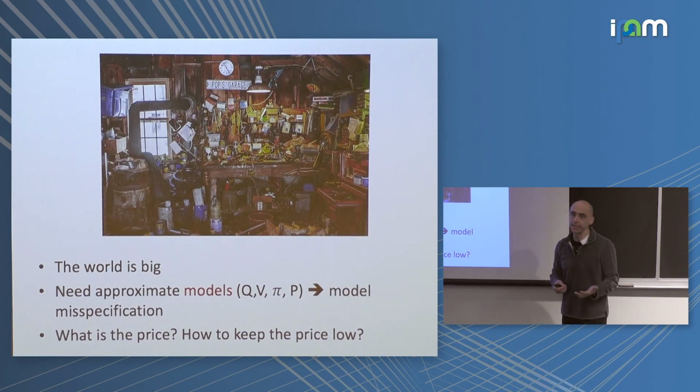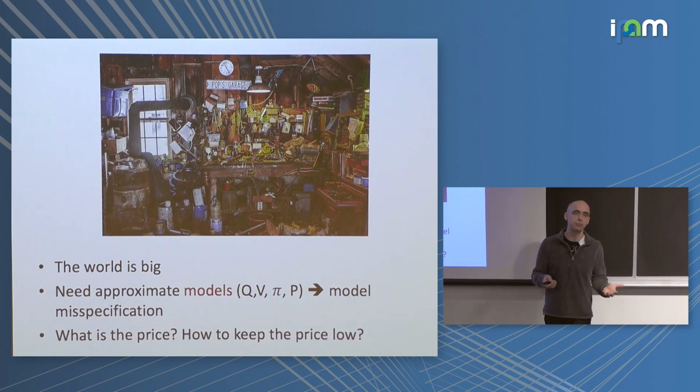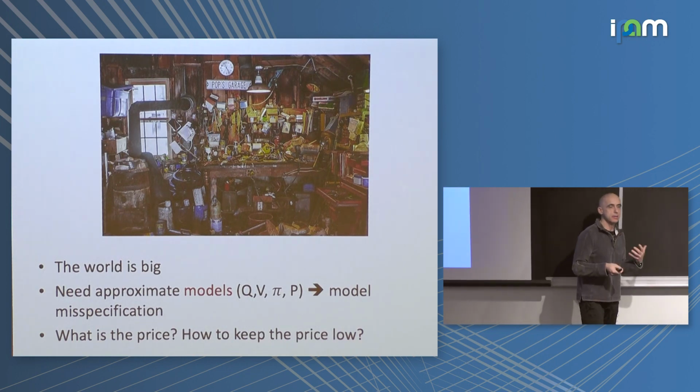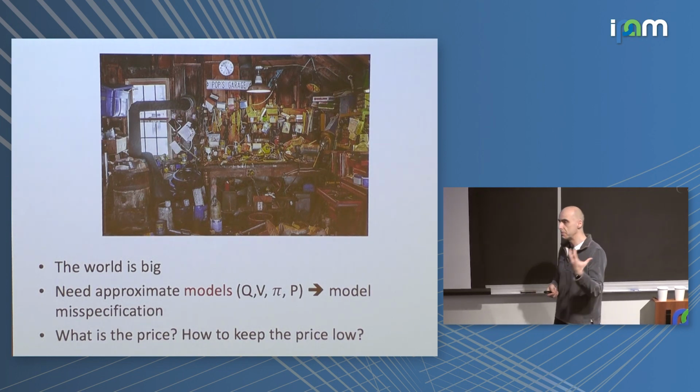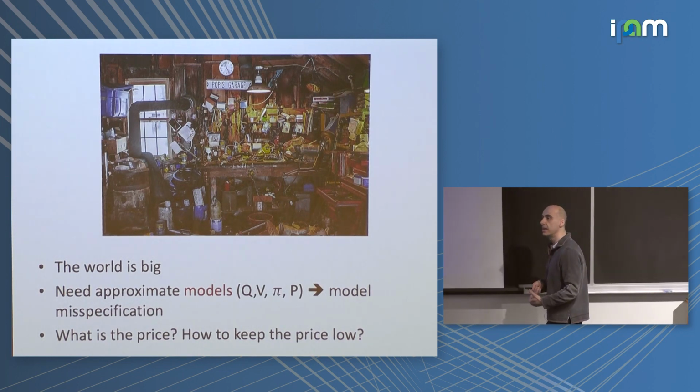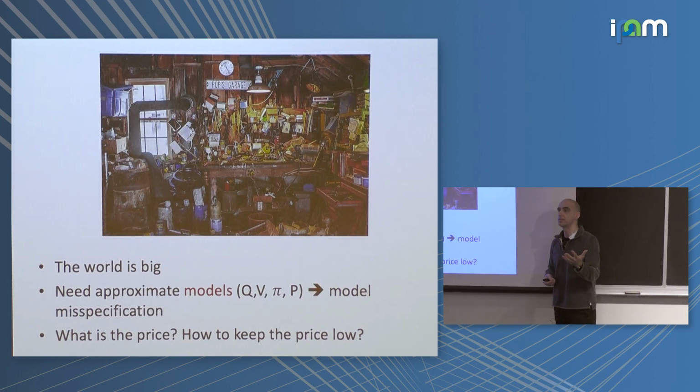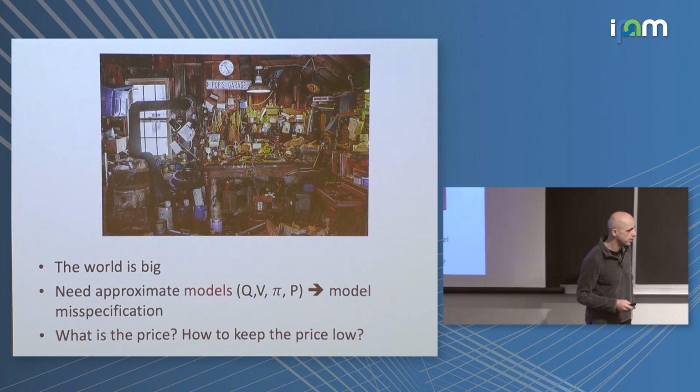And then the question is, how do you do this in a clever way? You're going to have some modeling errors, and those are going to creep into your algorithms, and sometimes you will need to pay some price. The question is, what is the price? How do you keep this price under control? Okay, so this is what this talk is about.